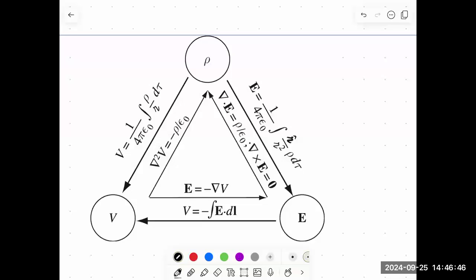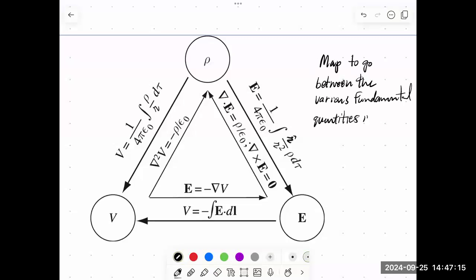All right, so this is like a map. A map to go between the various fundamental quantities in electrostatics.